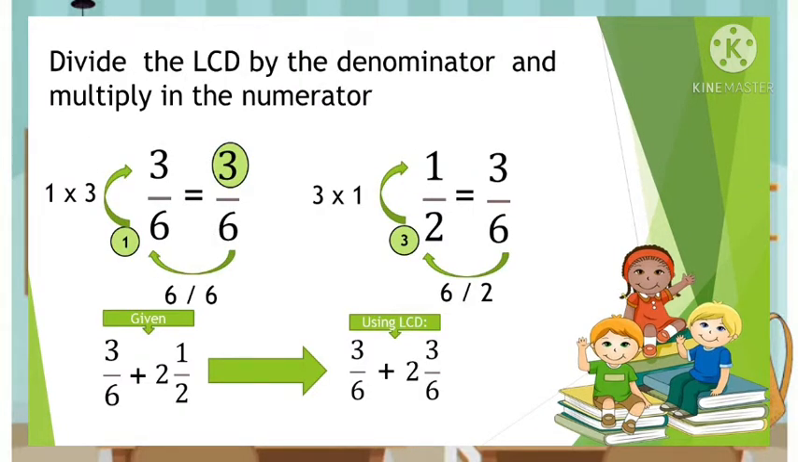Divide the LCD by the denominator and multiply by the numerator. 6 divided by 6 equals 1. 1 times 3 equals 3. 6 divided by 2 equals 3. 3 times 1 equals 3. The given are 3/6 plus 1/2. Using the LCD, we have 3/6 plus 3/6.